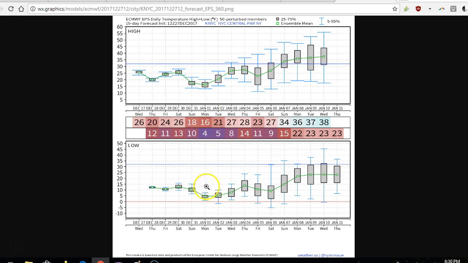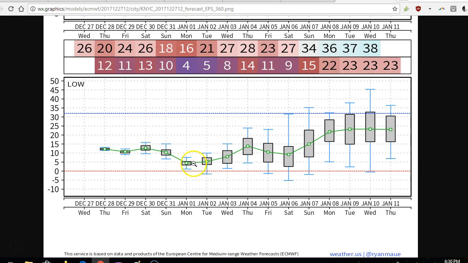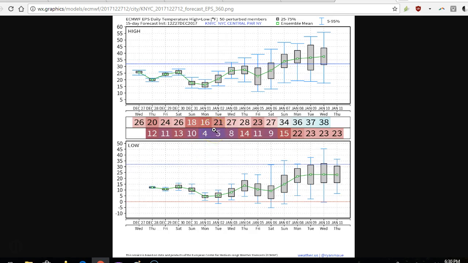That is extremely impressive. And if you look at the box and whisker for the low, the spread is so tight. The 95% warmest outlier, so to speak, is only 7 degrees, and the 5% on the low side is 1. So pretty much every European ensemble member has a low between 1 and 7 on New Year's Day, with most of the clusters being somewhere between 3 and 5 degrees. That is very impressive for New York City this time of year. And of course that means the suburbs could get below 0.